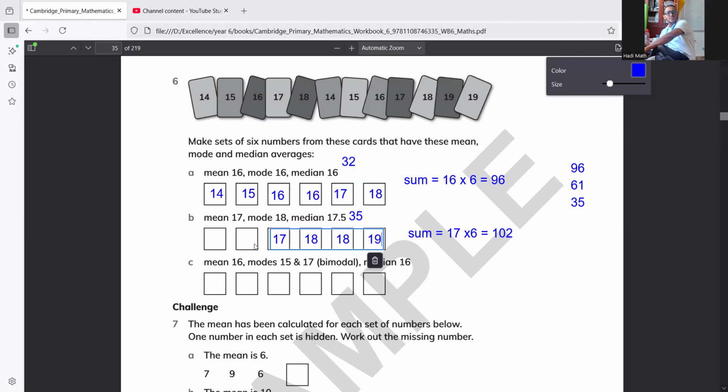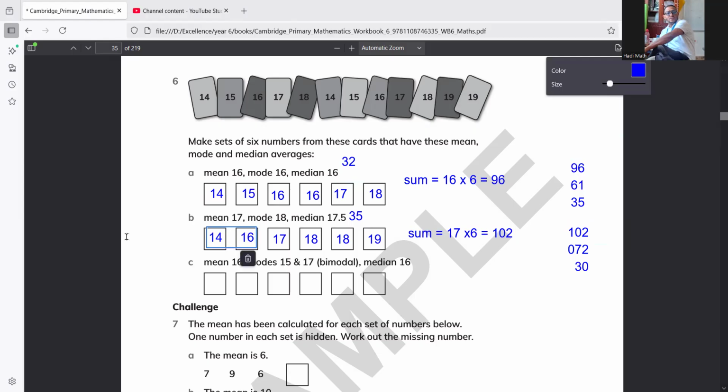Now add those numbers. When you add all of them together, they will give you 72. Then you subtract 72 from 102, and the answer is 30. You need two numbers that give you 30 and are less than 17. You could say 15 and 15, but if you say 15 and 15, you're going to change the mode. So it doesn't work. So you only go with 14 and 16.